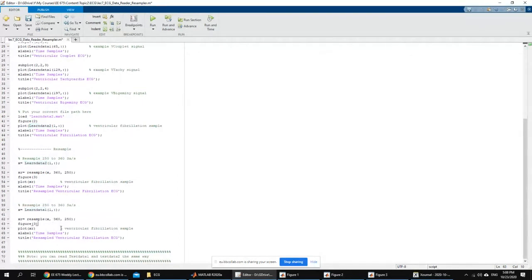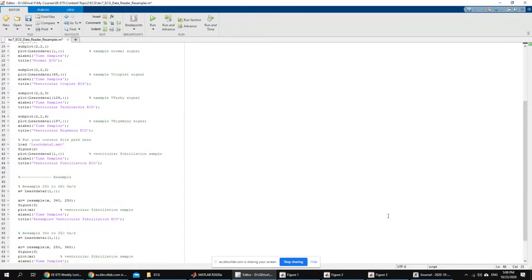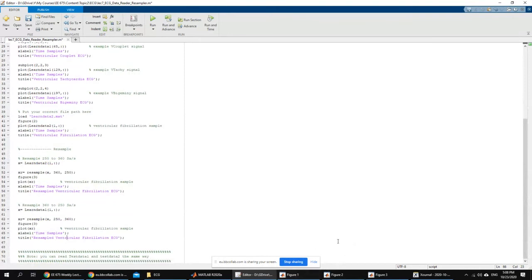So basically, on data 1 to resample here, I'm going to have the other way around, 250 to 360. Actually, it's the other way. So basically, I'm resampling from 360 samples per second to 250 samples per second. Here, this is normal. Resample normal.